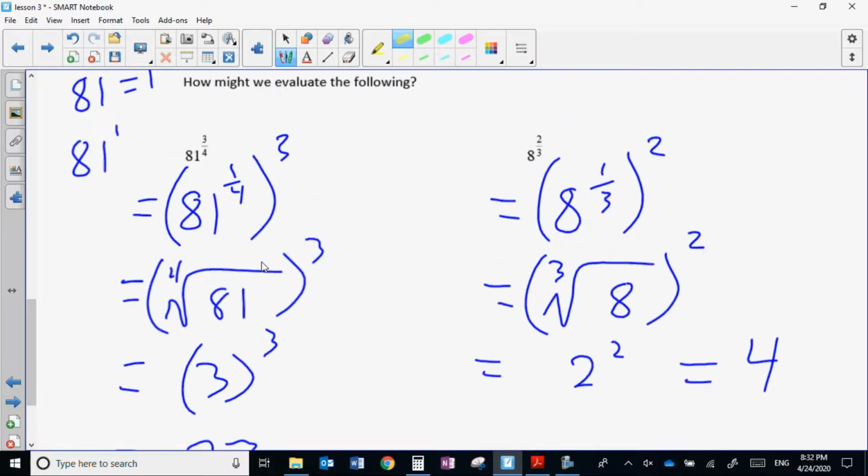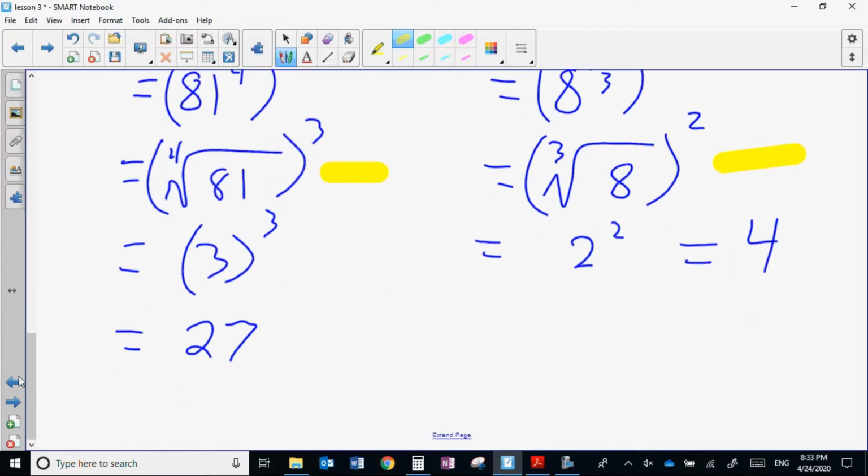Now you might notice a bit of a pattern here. Take a look at 81 to the 3/4, and that's what it ended up being in radical form. 8 to the power of 2/3, and there it is in radical form. Notice the 4 with the root, the 3 the exponent, the 3 with the root sign, and the 2 is the exponent. So we do have a rule.